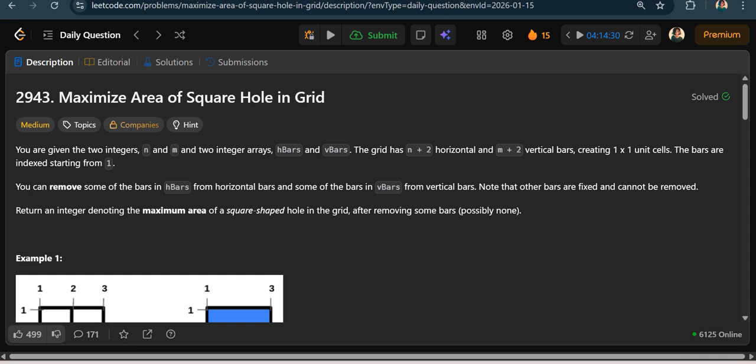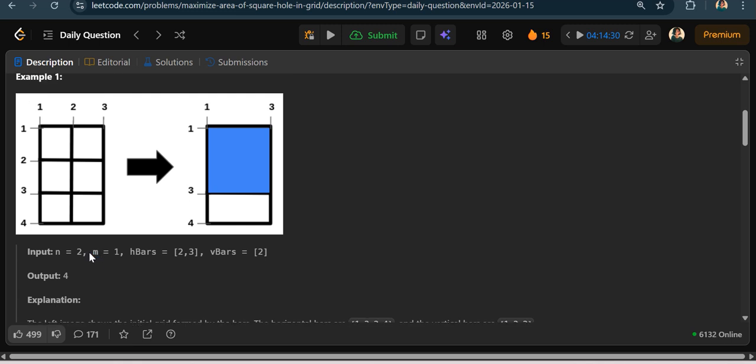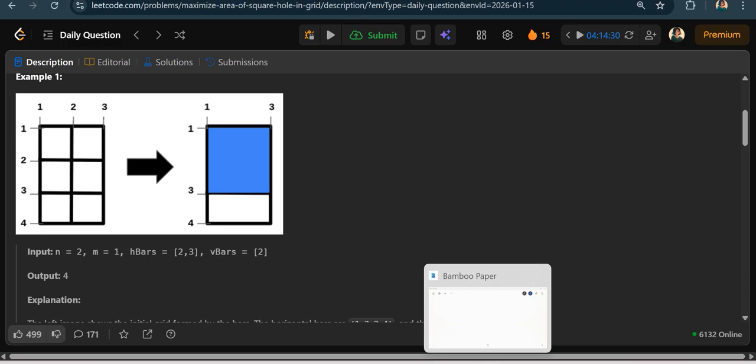We have a grid that has n plus 2 horizontal lines and m plus 2 vertical bars. This creates unit cells of size 1 by 1. The bars are numbered starting from 1. You can remove some of the bars from the horizontal bars and some from the vertical bars. Note that other bars are fixed and cannot be removed. We have to return an integer which gives us the maximum area of a square-shaped hole in the grid after removing some bars, possibly none.